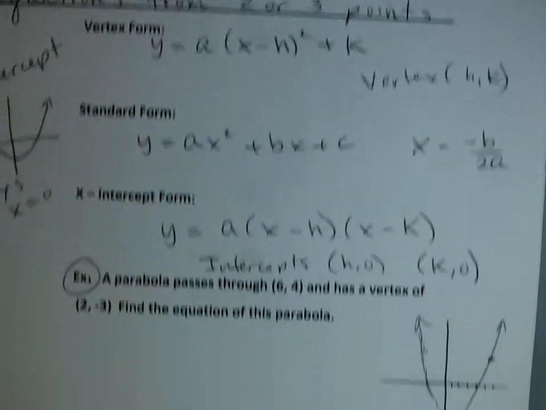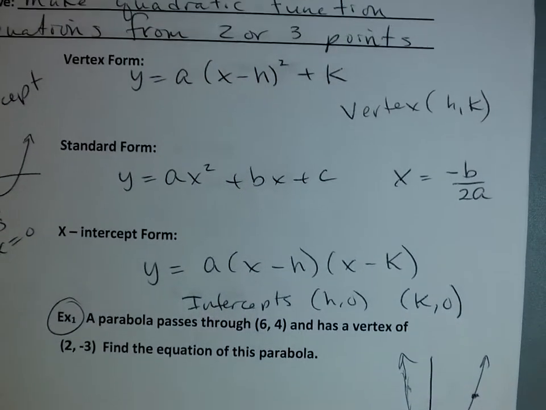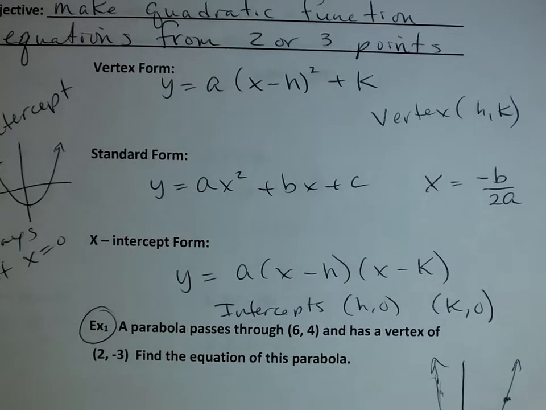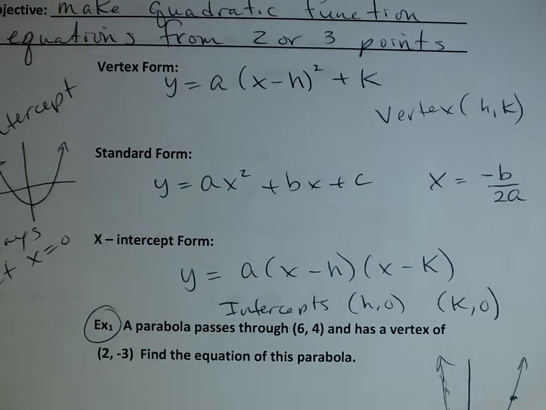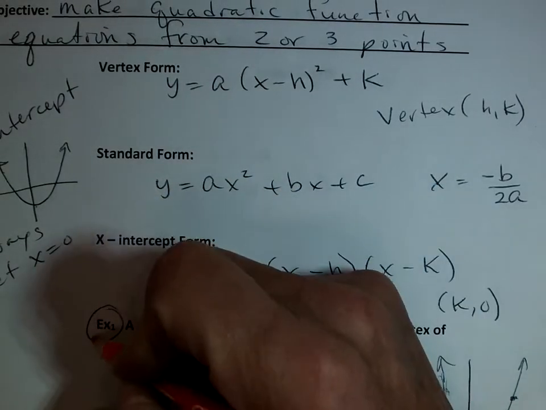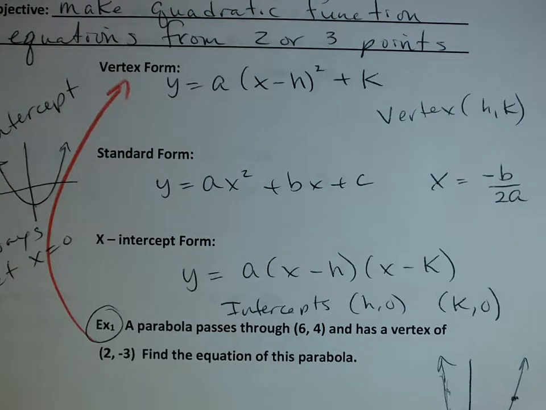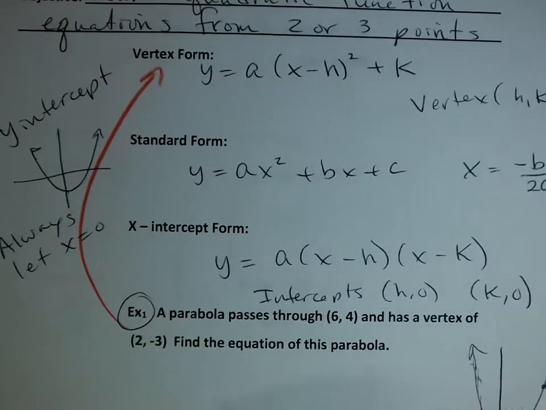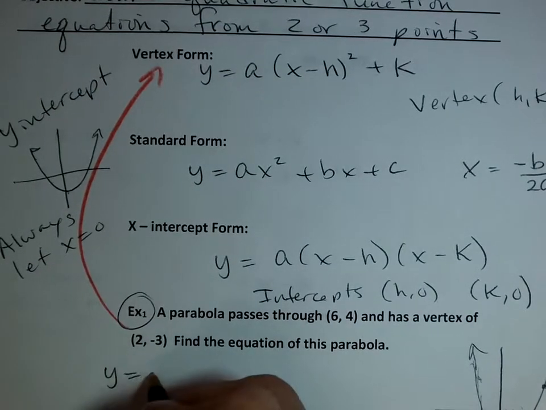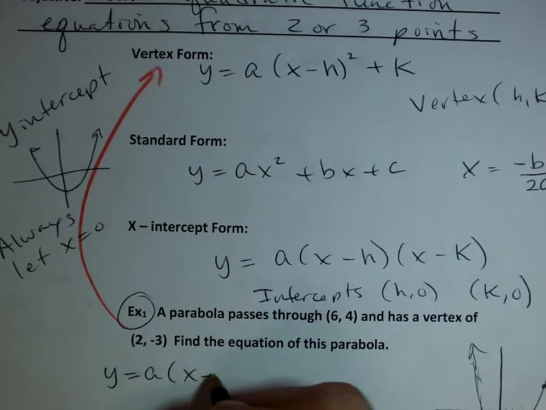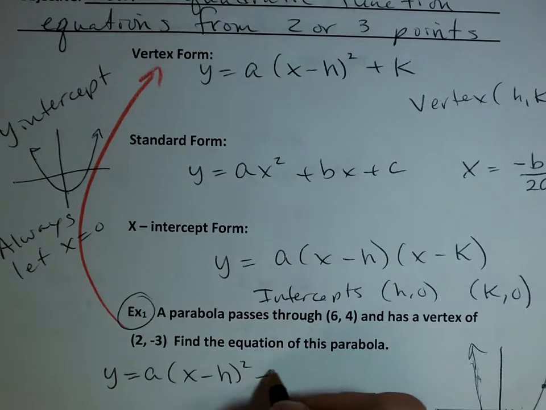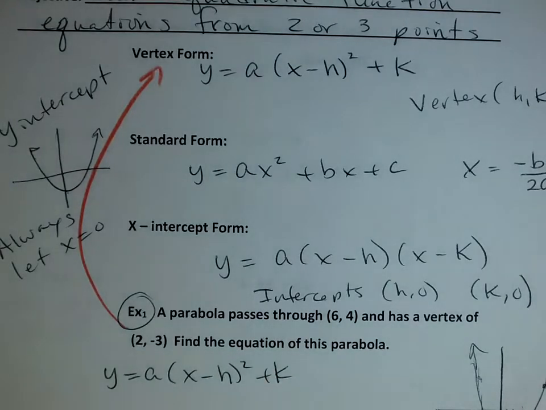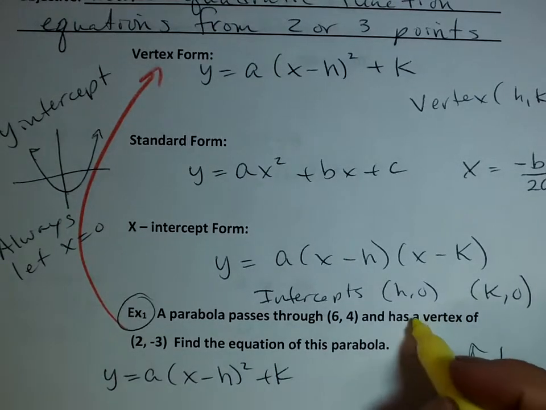Think about the words of this question. Think about the words. Do you see the word vertex? Because I see vertex, in this example I'm going to go straight up and use my vertex form. How's that going to work? Let's just write it down: y equals a times (x minus h) squared plus k. I'm going to use my vertex form because my keyword was that it's got a vertex.